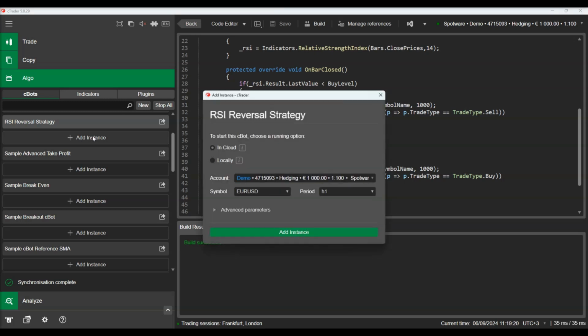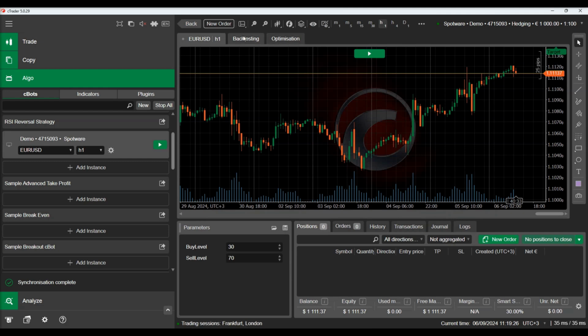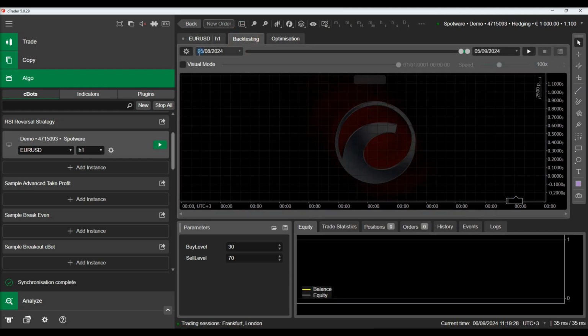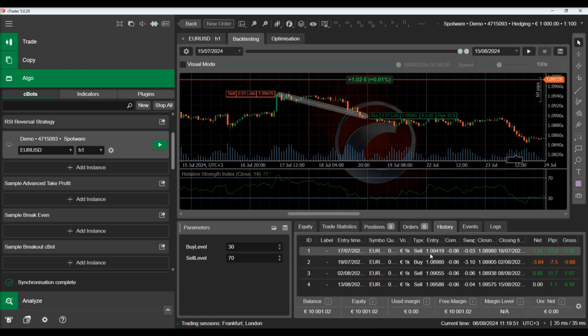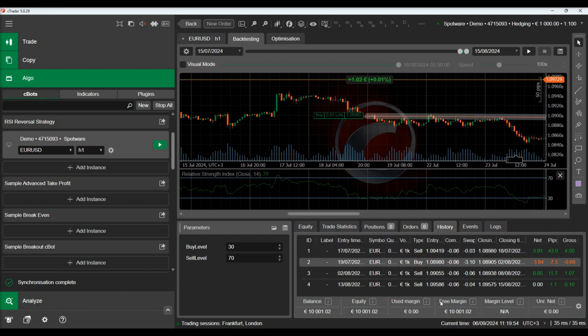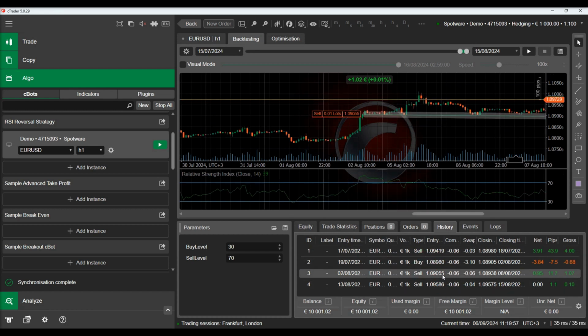Let's build our strategy, add an instance and backtest it. We can inspect some trades again and see the entry conditions being met before the entry of each trade. In this video, we have demonstrated how to convert a manual strategy to an automated one.